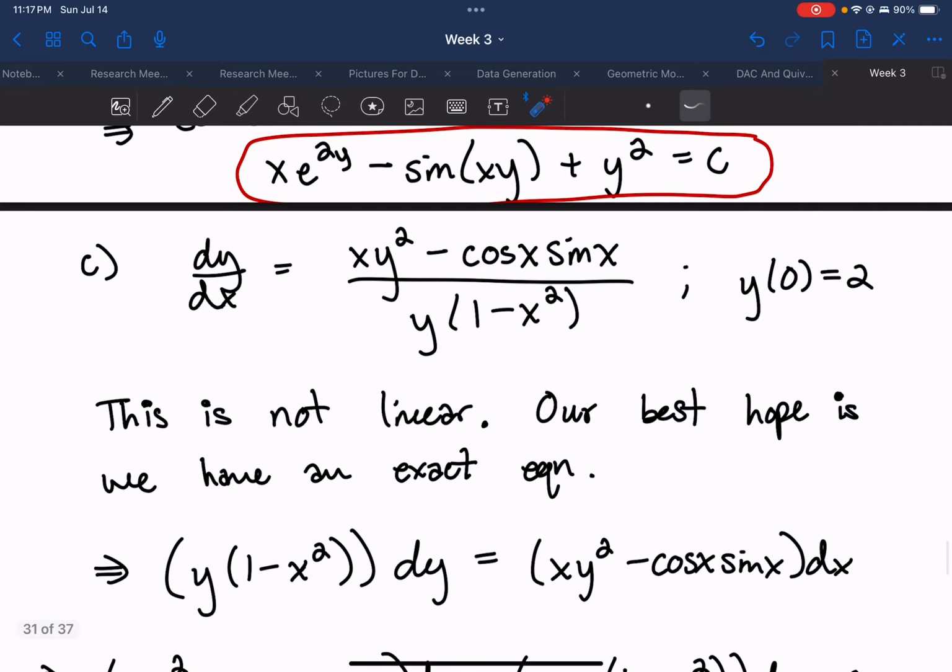This is not a linear function, and since so far we only know how to solve linear functions and exact equations, we better hope this is exact. How can we figure it out? Well, we have to put it in its differential form. So we're going to cross multiply. So we get y times 1 minus x squared dy, and then we get xy squared minus cosine x sine x times dx. That's our almost differential form.